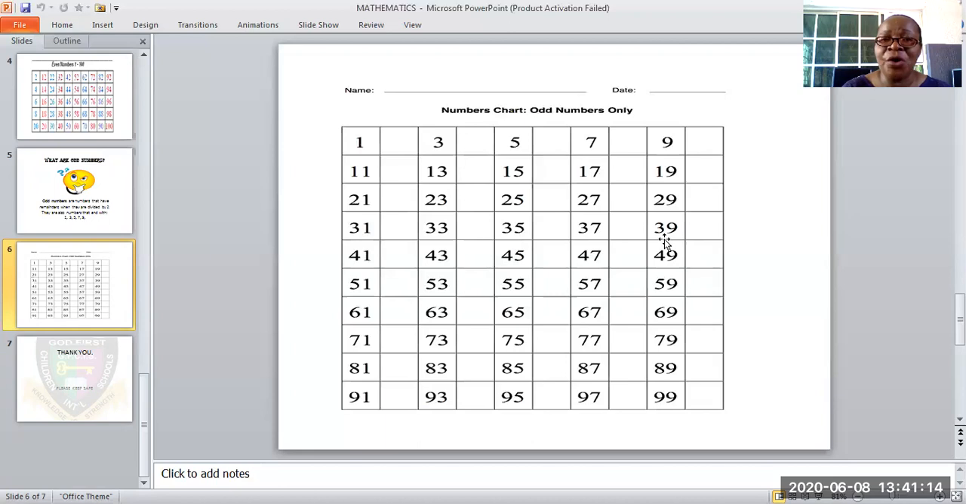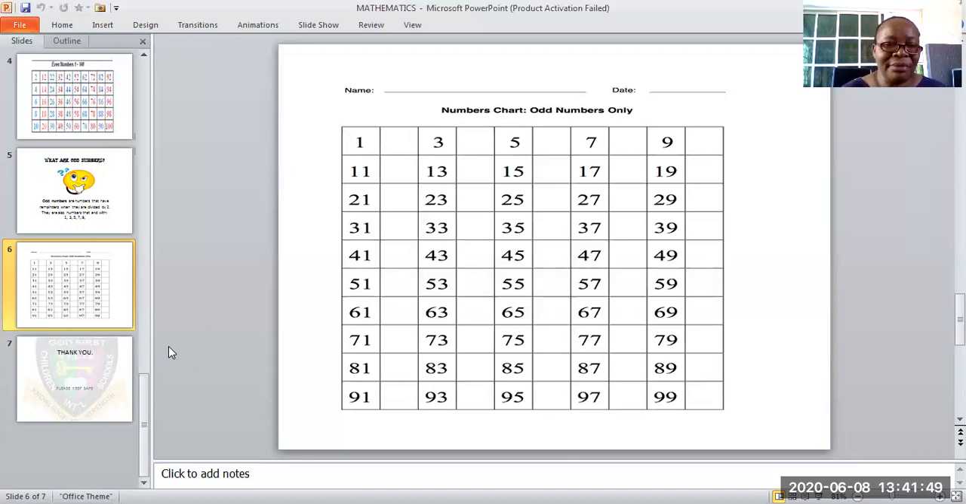Even if you have 101 or 3,033, these numbers are odd numbers. They constitute odd numbers because the end digit, the last digit, is odd. It's either 1, 3, 5, 7, or 9. Are we clear? Do you understand?